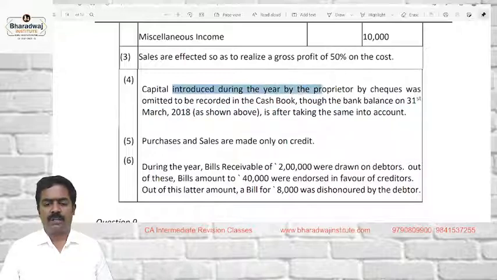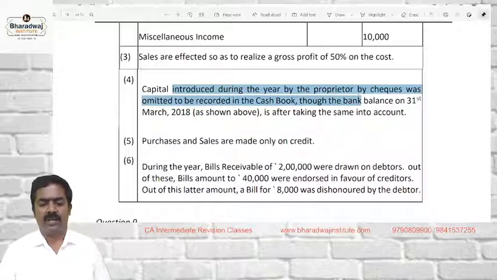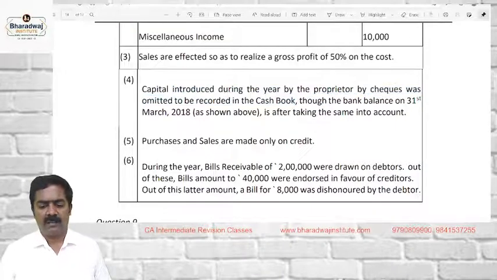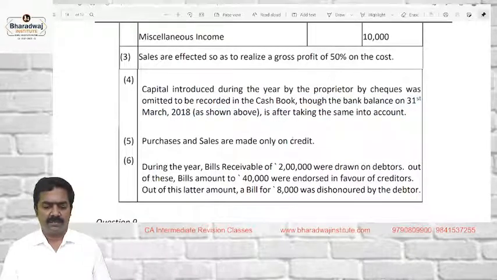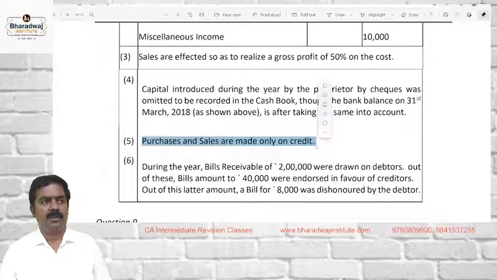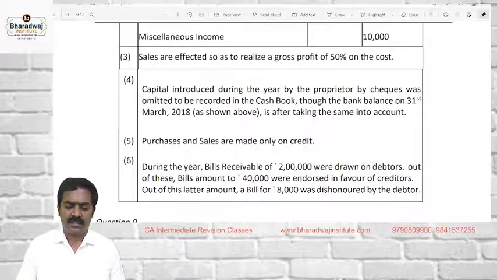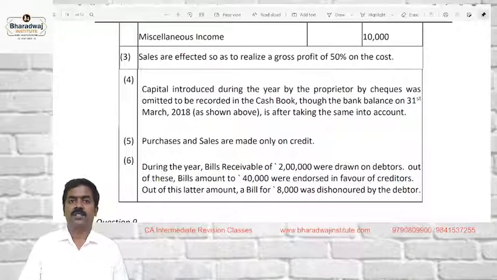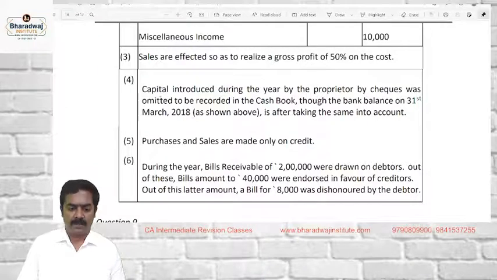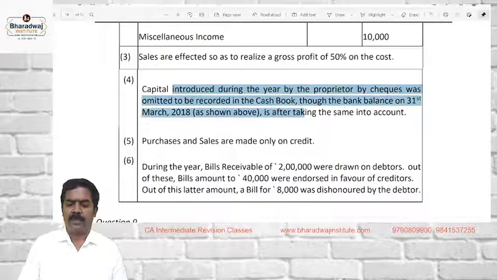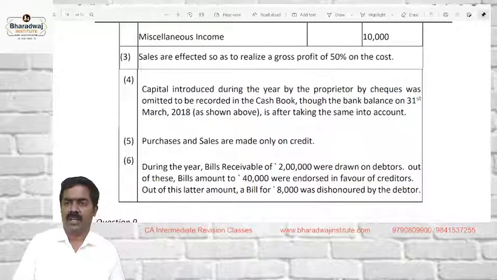Capital introduced during the year by the proprietor by checks was omitted to be recorded in the cash book, though the bank balance on 31st March is after taking the same into account. Purchases and sales were made only on credit basis. During the year, bills receivable of 2 lakhs were drawn on debtors. Out of this, 40,000 was endorsed and 8,000 was dishonored by debtors. This information is missing, so please note it down. And this also: capital introduced, not recorded in the cash book.